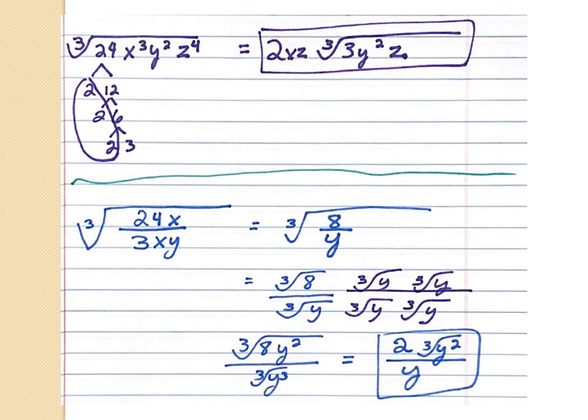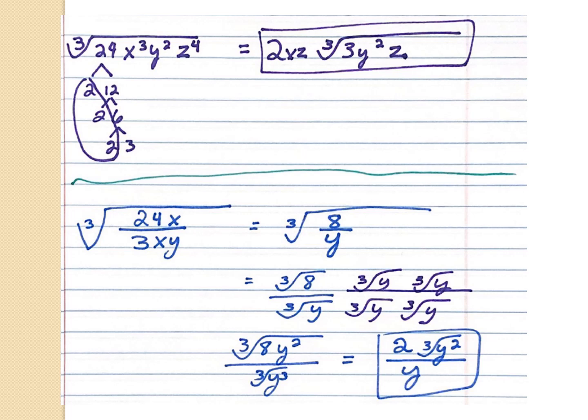So here's the first one. I showed you how I broke down 24. And that's how I came up with the answer. 3 went into 3 once, no remainder. 3 doesn't go into 2, so we left y squared. 3 goes into 4 one time with 1 remainder.